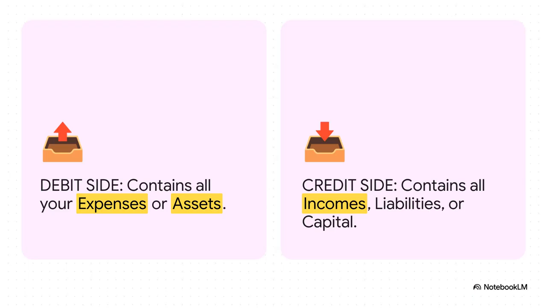It really just boils down to this one simple idea. Every single item in that trial balance fits into one of two buckets. That's it. On the debit side, you've got everything the business owns or has spent. Think assets and expenses. And on the credit side, that's everything the business owes or has earned. Your liabilities, your incomes, and of course, capital. That's the core logic right there.